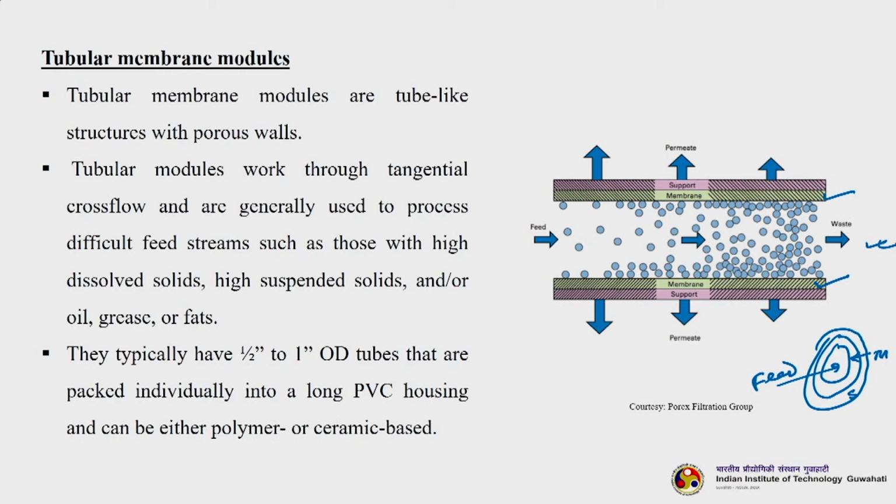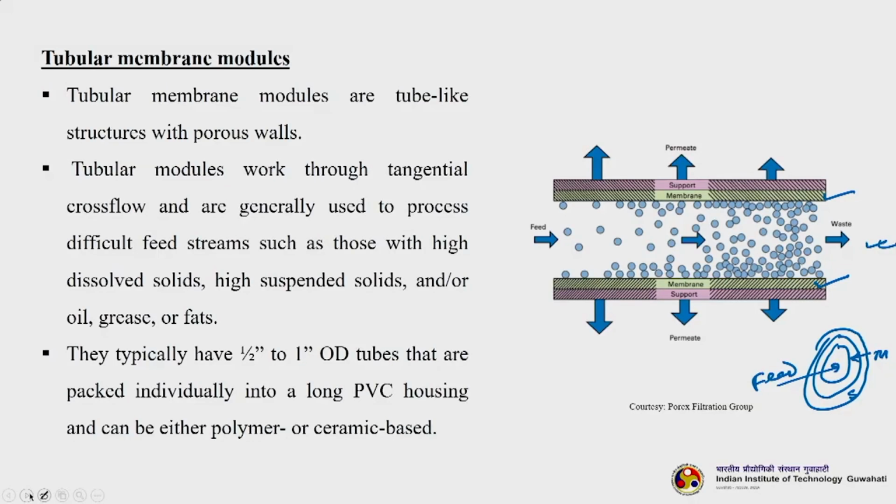So, this works as a tangential cross flow and is generally used to process difficult feed streams such as those with high dissolved solids, high suspended solids and or oil and grease and fats. So, that means tubular systems are one of the superior systems because they can handle high TDS, high TSS and oil, grease, fats, whatever is present, whereas spiral wound cannot handle all systems. Even plate and frame also has difficulty because of the easy buildup of cake layers there.